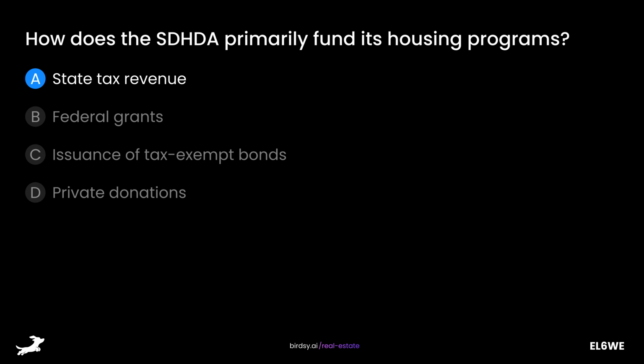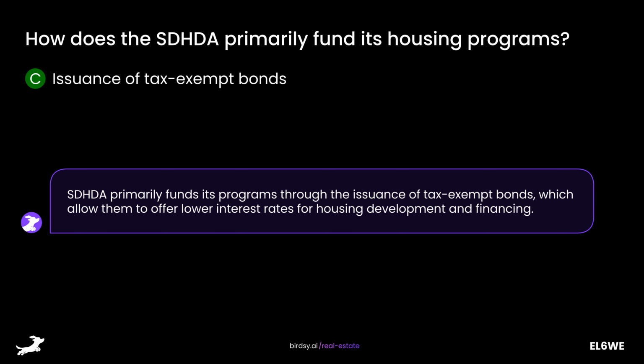How does the SDHDA primarily fund its housing programs? Is it A, state tax revenue? B, federal grants? C, issuance of tax-exempt bonds? Or D, private donations? The answer is C, issuance of tax-exempt bonds. SDHDA primarily funds its programs through the issuance of tax-exempt bonds, which allow them to offer lower interest rates for housing development and financing.